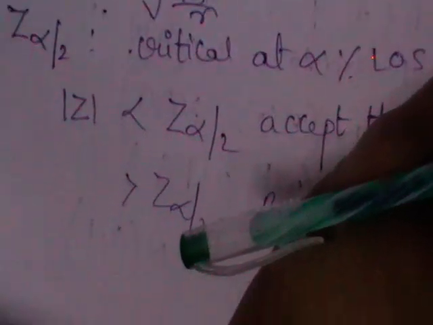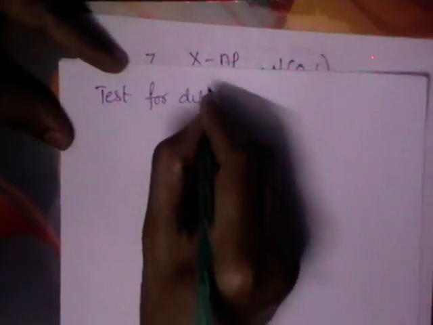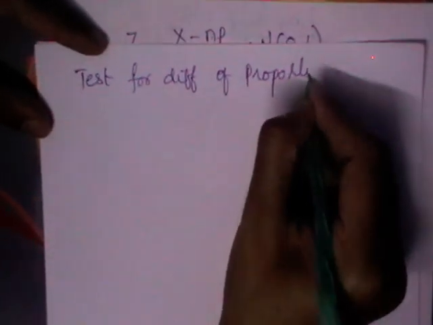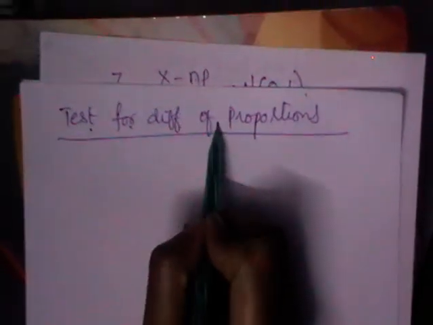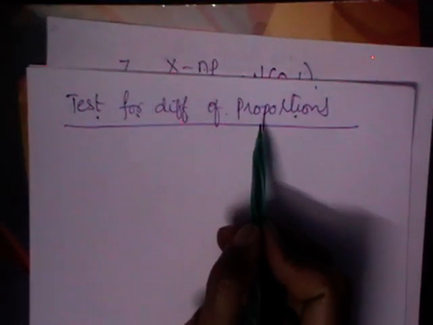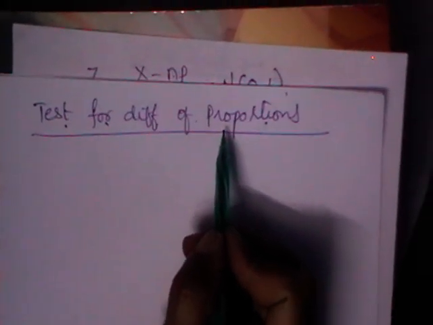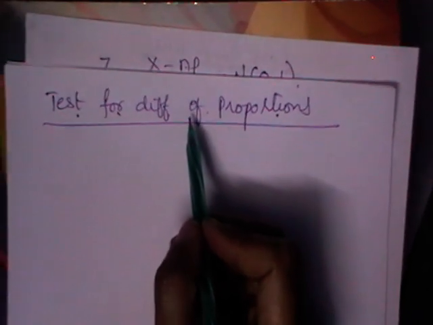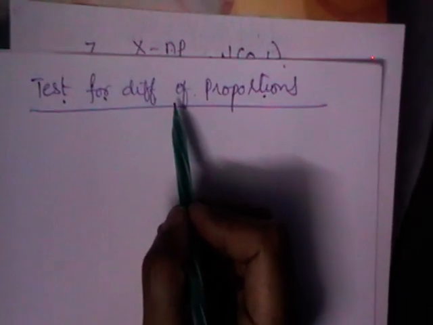I think if you know this, writing the test for difference of proportion is very easy. So let us discuss that also. So here, what is the test here? Test for difference of proportions. Difference means a minimum of 2. Here moreover it is confined only to 2 samples. So you should describe two characteristics regarding population as well as regarding sample.